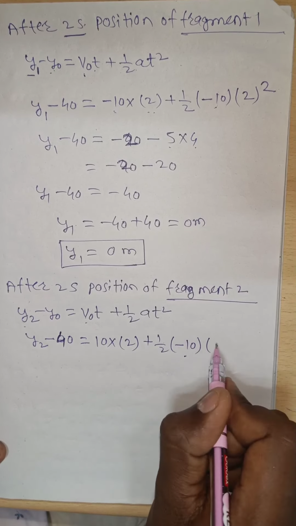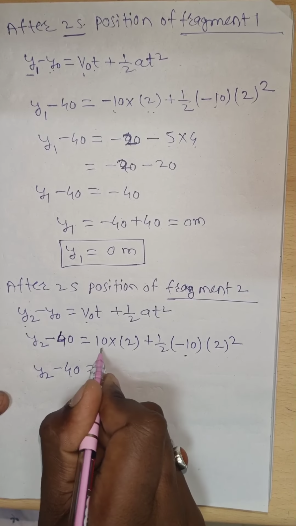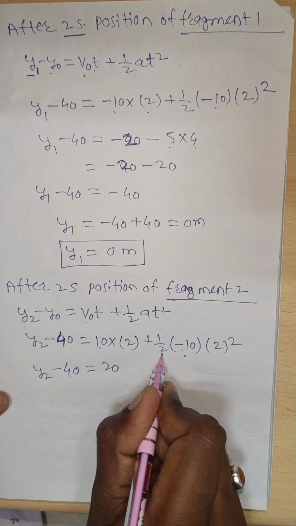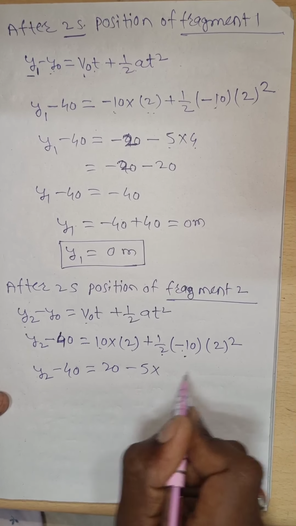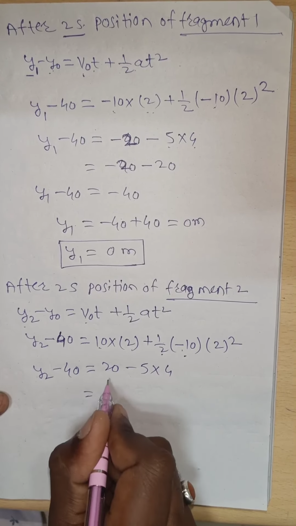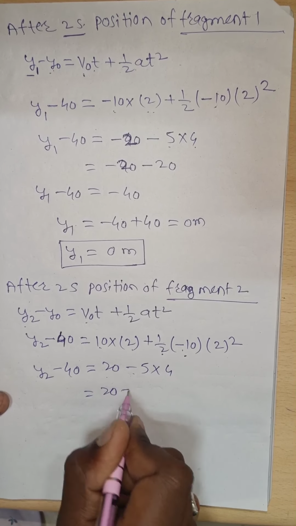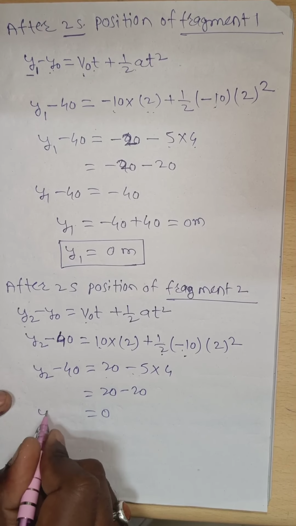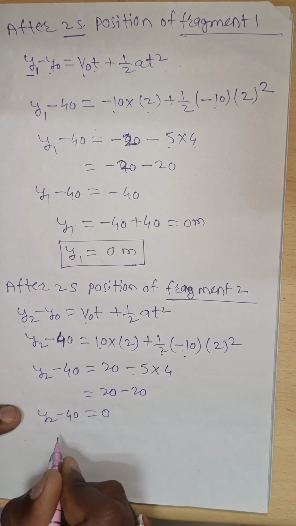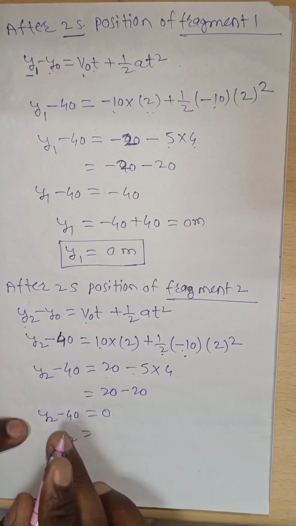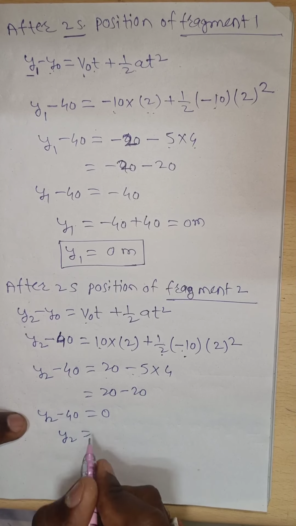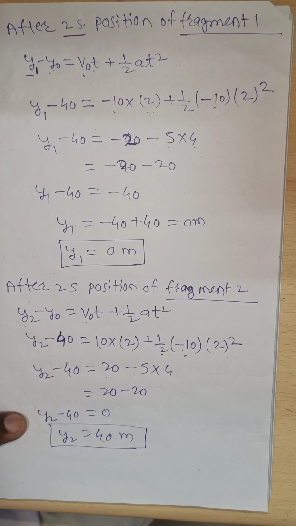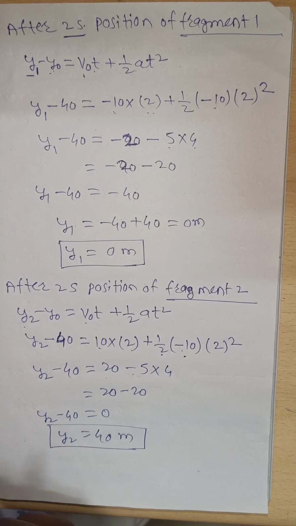Therefore y2 minus 40 equals 10 into 2, that is 20, minus 10 divided by 2 is minus 5 into 2 square is 4. This is 20 minus, 5 fours are 20, 20 minus 20 is 0. Therefore y2 minus 40 equals 0. Therefore y2 is equal to, shifting minus 40 to the right hand side, 40 meters. Therefore the position of the second fragment is 40 meters.